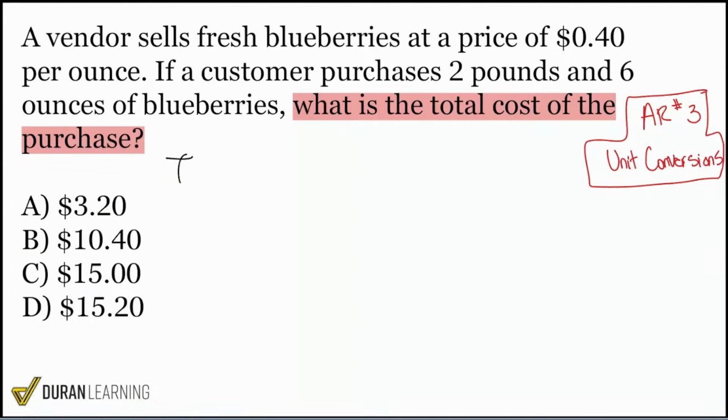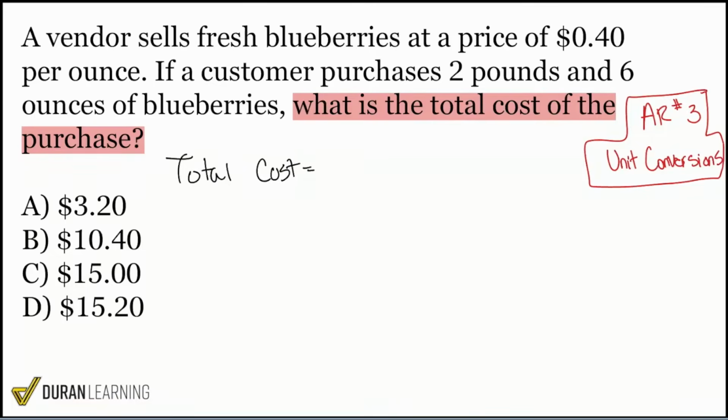Let me write that out right here. Total cost, nice and easy. And now let's go through the information and let's figure it out. So a vendor sells fresh blueberries, right on, at a price of 40 cents per ounce. Now, one of the tips that I have for dealing with word problems, especially if you have a little bit of anxiety towards those decimals, I would say, hey, look, a vendor sells fresh blueberries at a price per ounce, a certain number per ounce, whatever. If a customer purchases this many pounds and ounces of blueberries, what's the total cost? Now, why did I do that?